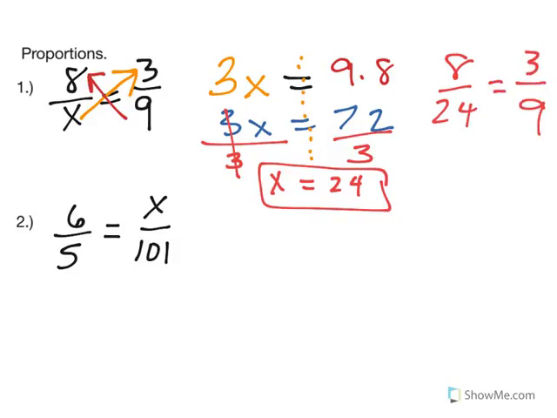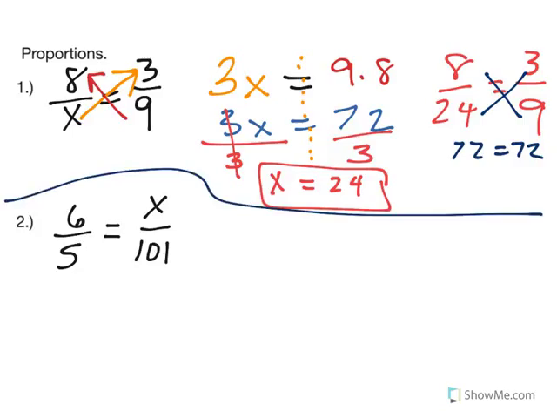And you'll see when I write it like that, oh, that doesn't come out nicely, but if you cross multiply with these, you would end up with 72 equals 72, and that's exactly what we want. So that's the point of proportions, is to make each side equal.